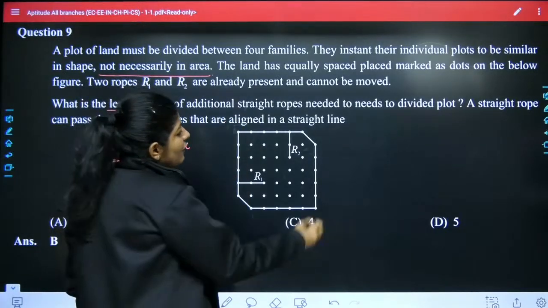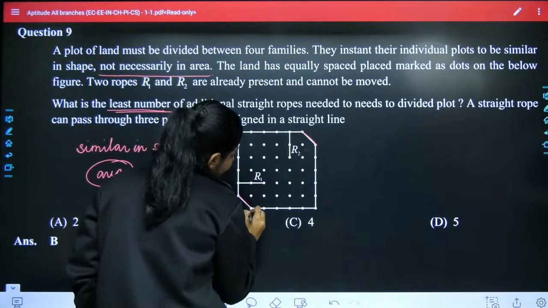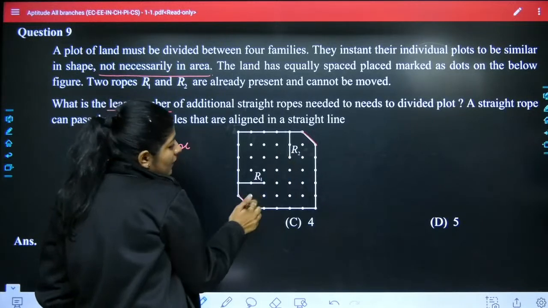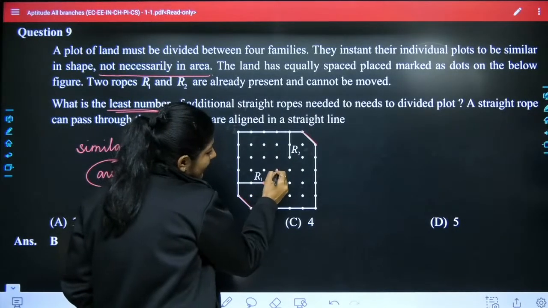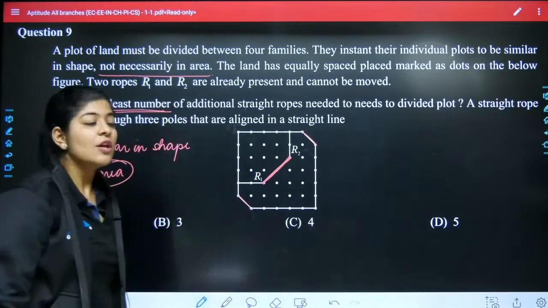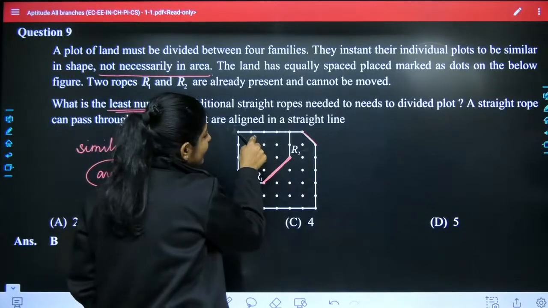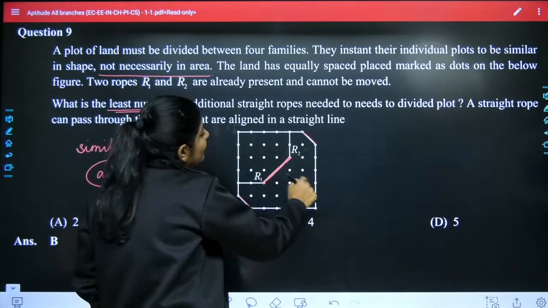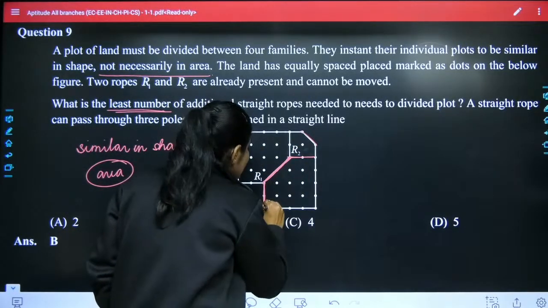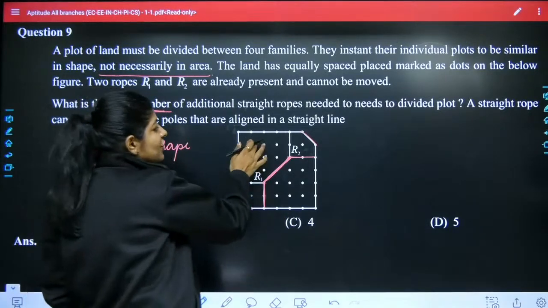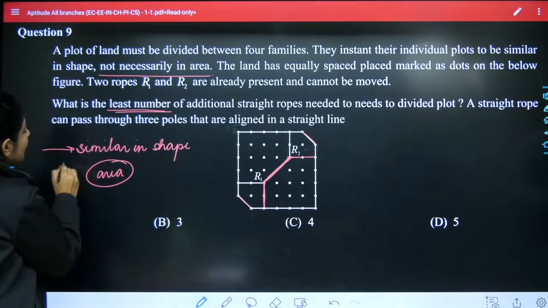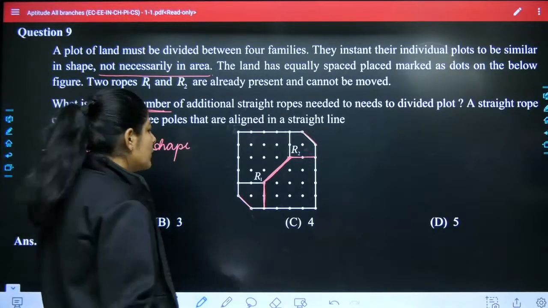Okay. Now, if we see, there is a shape like this. If we join the last point of rope R2 and R1, there we have 3 dots, right? And here we can draw a straight line. So we can get the same pattern in this shape as well, in this shape, and in this shape as well. If we join a line from this point to this and this point to this, and if we rotate this shape and this shape, we will get all shapes that are similar in shape but not in area. That means the minimum ropes we need is 3.